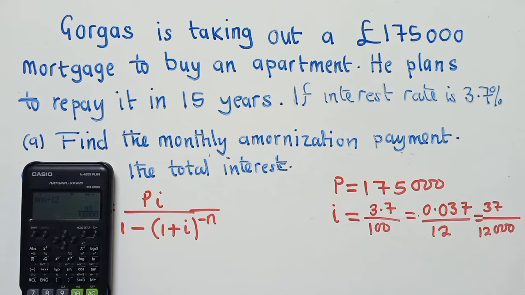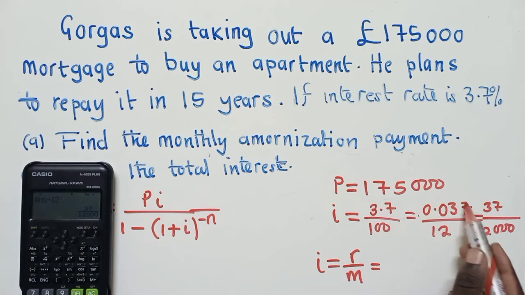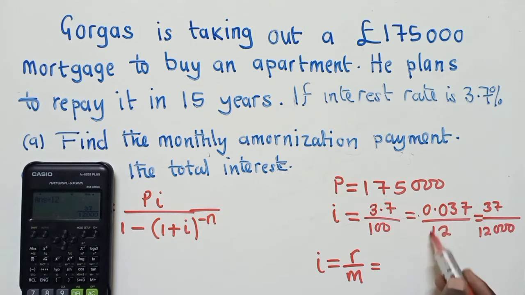In other words, on this same i, you can just say i is equal to r over m. m is the number of months, which is 12, because it's monthly. So our r is the one which is on top here, divided by the m, which is 12 right here. And you get your answer to be like this.